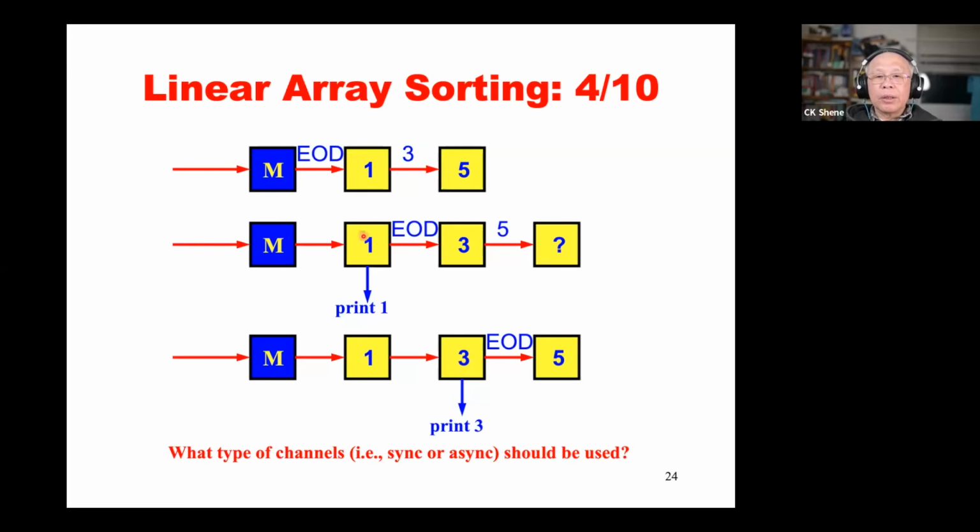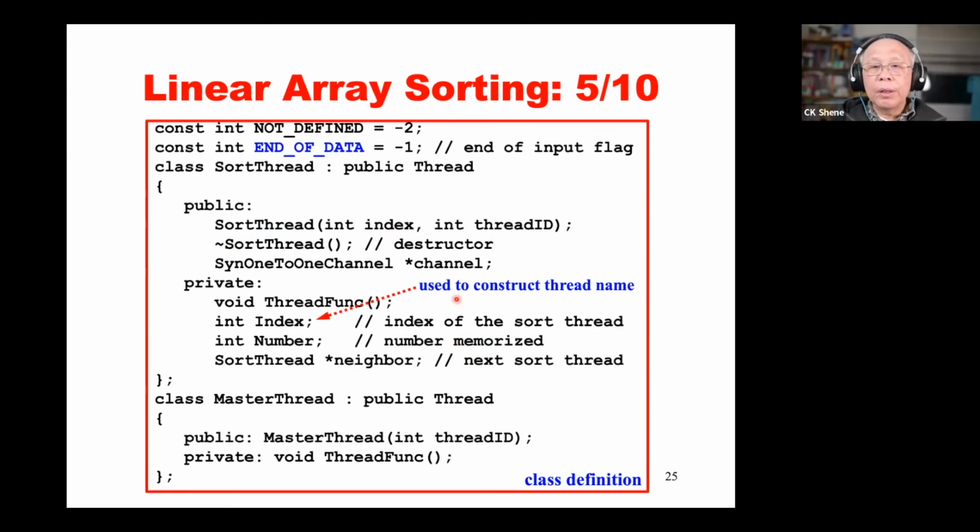The next consideration is, what type of channels should be used? Synchronous or asynchronous? In this example, we use synchronous. But there's no harm in using an asynchronous channel, because this system runs in a shared memory system. We don't have the timing issue. So this is something for you to think about. Now, here is the program.